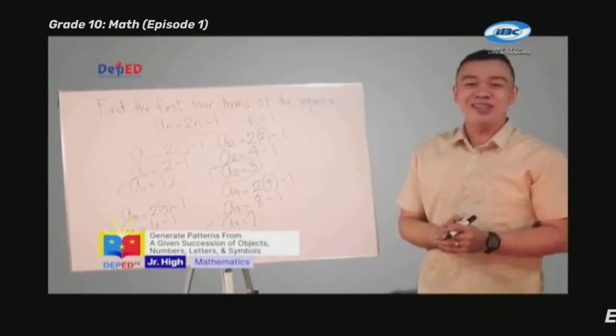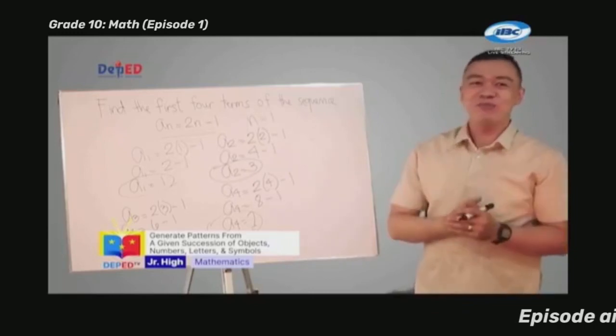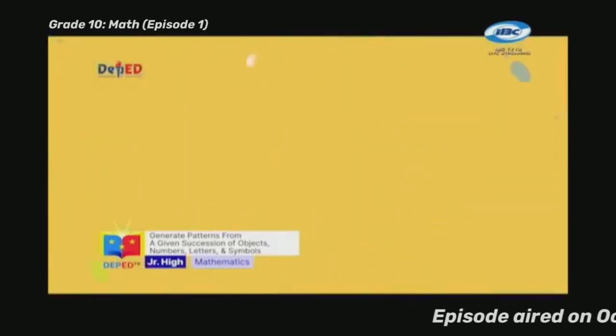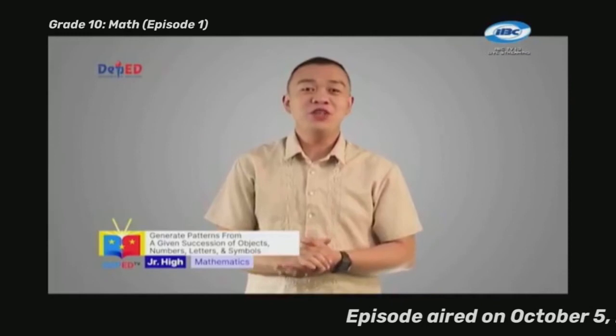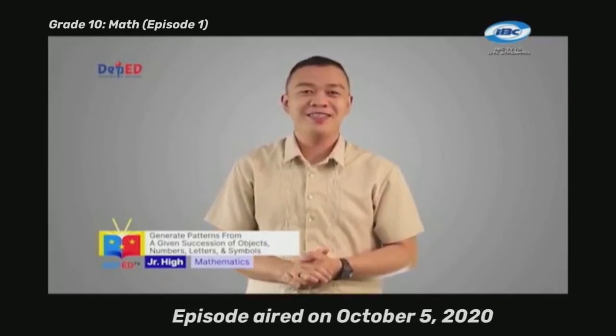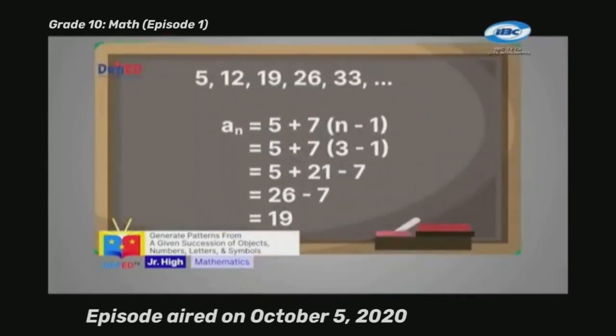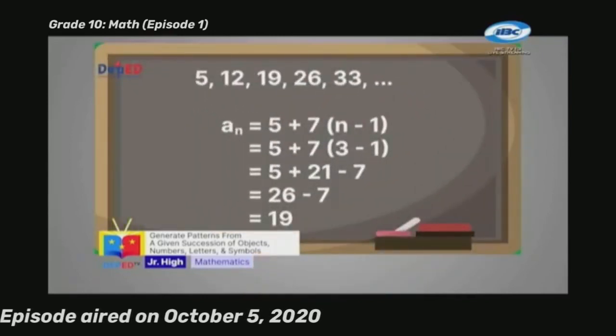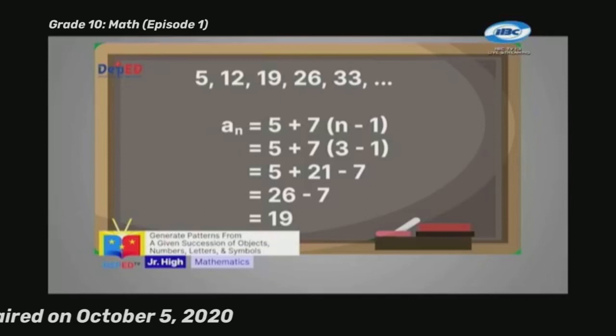How was the first example? I know you want more. Let's move on. Finding the general term given several terms of the sequence. Write the general term of the sequence 5, 12, 19, 26, 33, and so on.